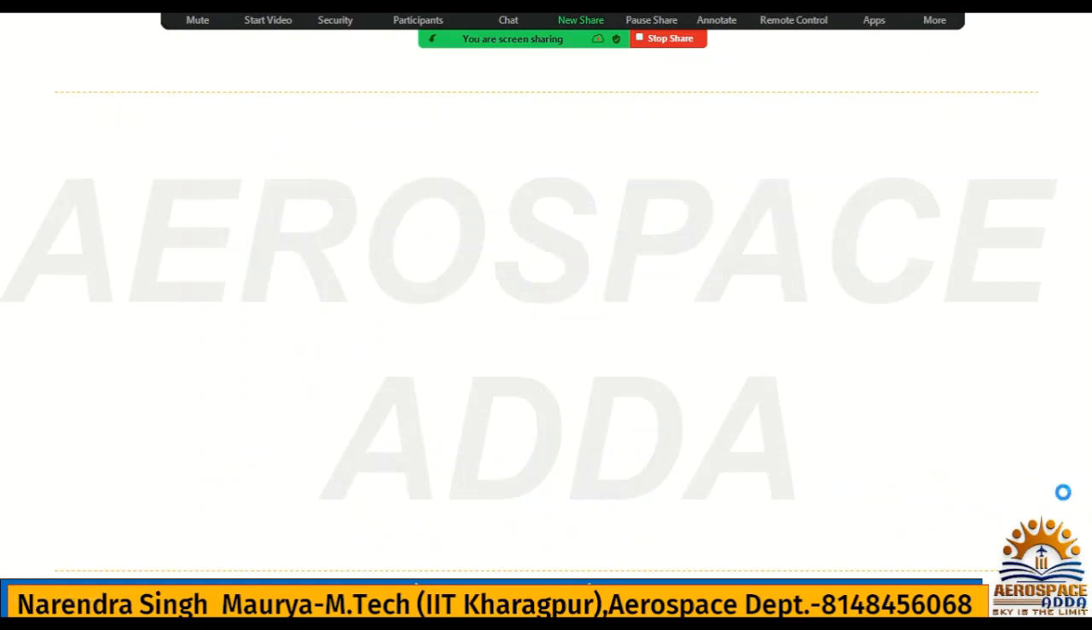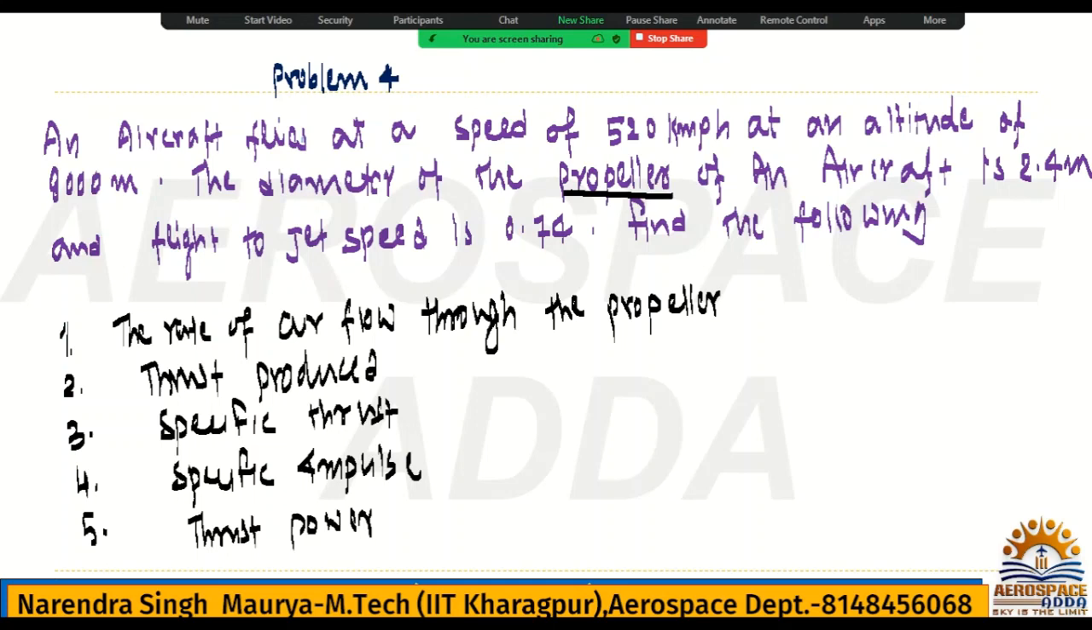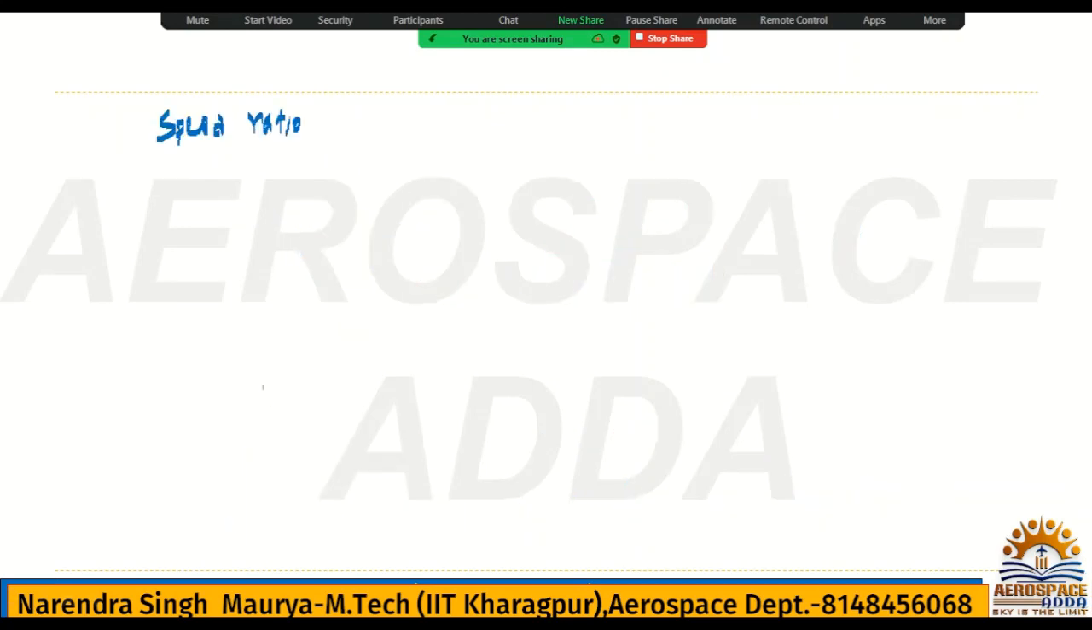Now here in the problem itself they have given a speed ratio. Check in the problem. The speed ratio is 0.74, and that speed ratio is nothing but flight to jet speed. So flight to jet means V infinity is the flight speed and jet speed is nothing but VE. So the speed ratio is V infinity divided by VE, and it is given as 0.74.